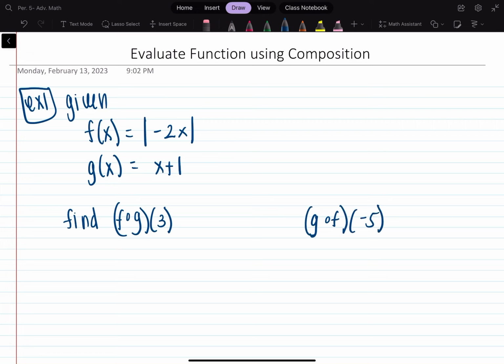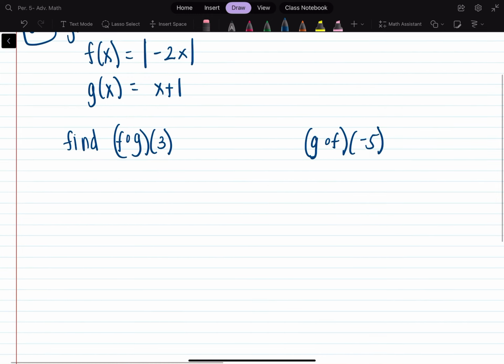So like I said, these are you evaluating a composition of functions at a certain input. So the way that you're going to do these is, again, by definition, you just need to know what these are equivalent to. So remember, this is f of g of 3. So essentially what you need to do is first find what is g of 3. And then once you get that output, you're going to input it for f. Hopefully that makes sense. If not, let's work it out.